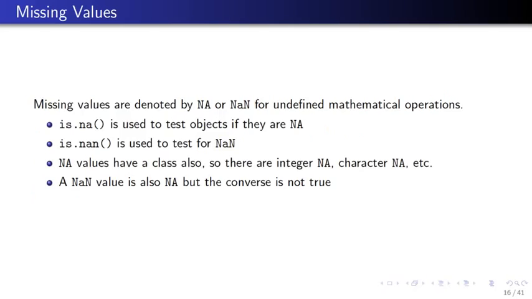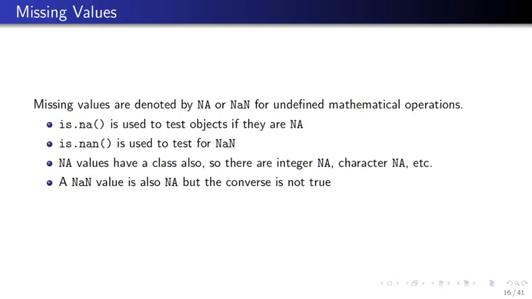So there's a special type of object that we haven't talked too much about yet, and these are missing values. Missing values in R are denoted by either NA or NaN, which we talked about before. NaN is used for undefined mathematical operations, and NA is pretty much used for everything else. And so there's a function in R called is.na, which is used to test objects to see if they are NA, to see if there are missing values in that object. There's another function called is.nan, which is used to test for NaNs.